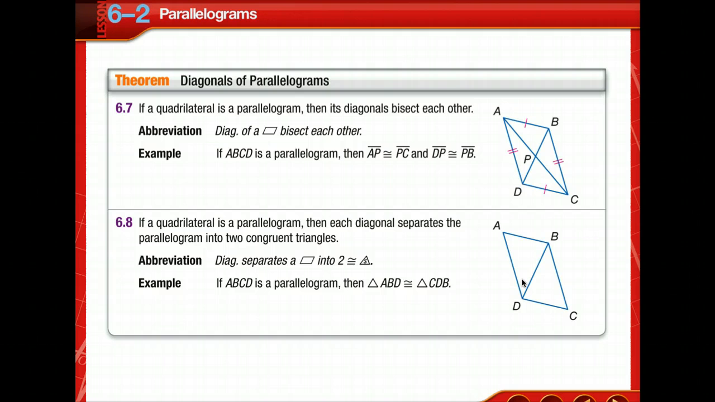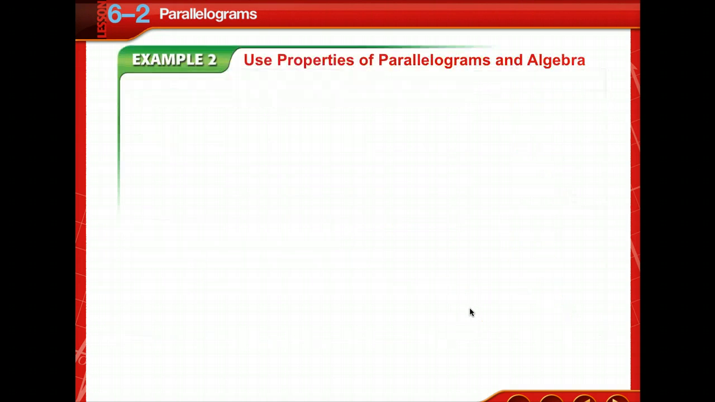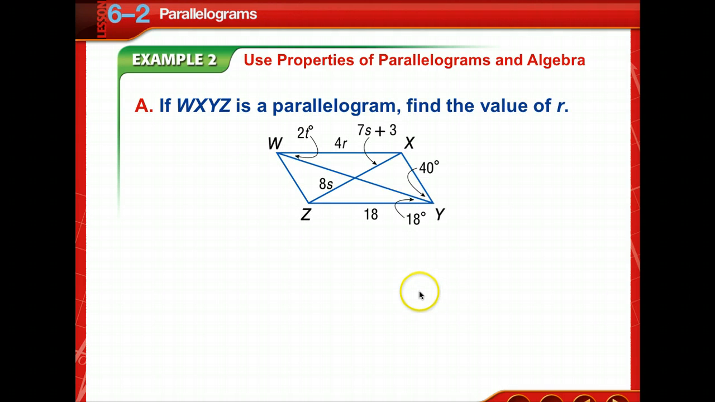The diagonals of a parallelogram have special properties as well. So note that if a quadrilateral is a parallelogram, the diagonals bisect each other. And also, each diagonal separates the parallelogram into two congruent triangles. So let's use these properties to find missing values.